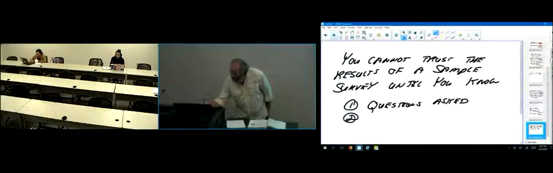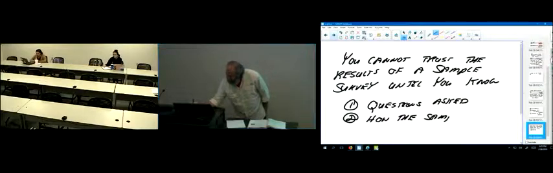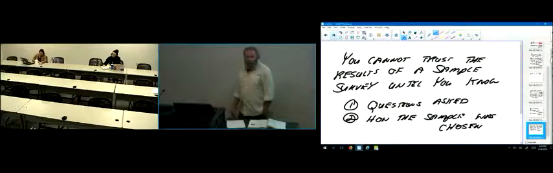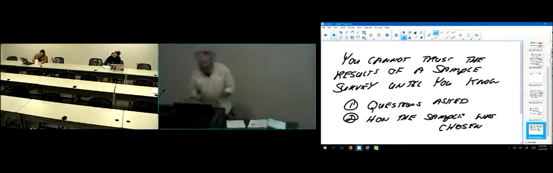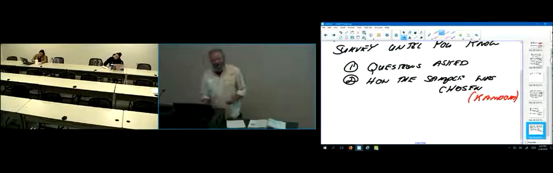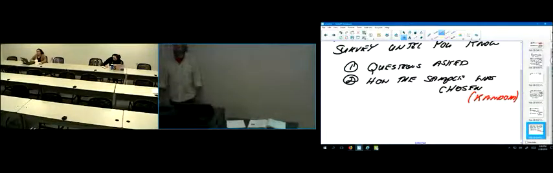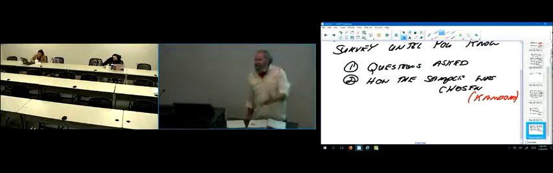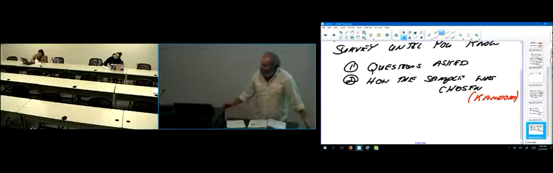2, I always want to know how the sample was chosen. Why do I care about that? What I'm looking for is, I'm not expecting when I read somewhere that somebody's going to tell me they did a simple random sample, stratified, multi-stage. What I'm expecting to see is somebody tells me they're random. What do I not want to see? I don't want to see convenience sampling. I don't want to see voluntary response, self-selected. I know those are problems.